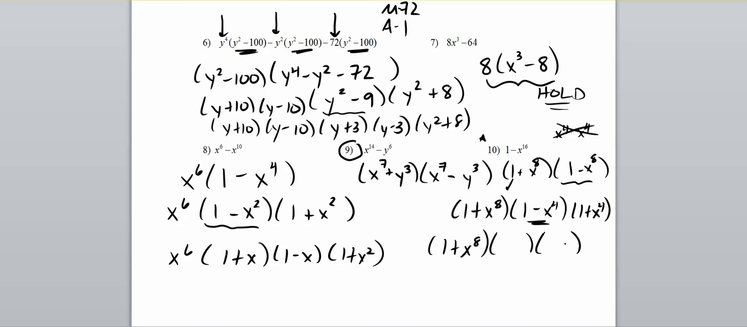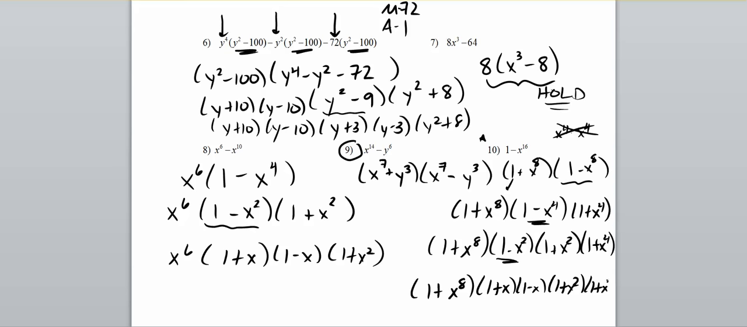I'm going to factor this as a difference of squares, but I still have my 1 plus x to the 4th. So 1 minus x to the 4th, square root of 1 is 1, square root of x to the 4th is x squared and x squared. Make one a plus and one a minus. And yes, I have one more factoring to do. 1 minus x squared is going to factor into 1 plus x and 1 minus x. And then I have the 1 plus x squared, and I have the 1 plus x to the 4th. So this would be my final answer for factoring 1 minus x to the 16th.